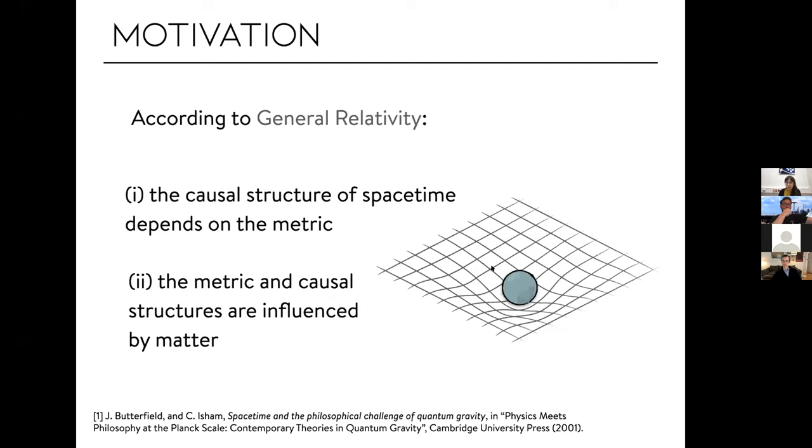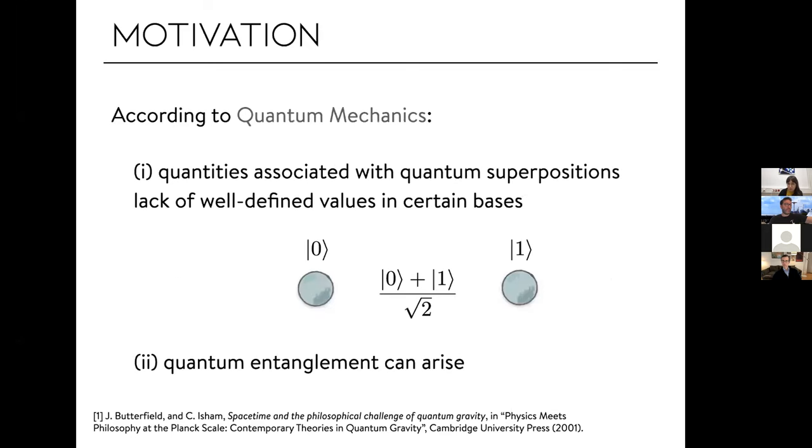This is the framework that we built within general relativity. However, it emerged more recently that we may need to revise the way in which we treat causal relations if we want to build a theory that correctly encompasses both quantum mechanics and general relativity. Such a theory would need to treat causal relations both as something dynamic, because of general relativity, and as something indefinite, because of quantum mechanics. So what do I mean by this?